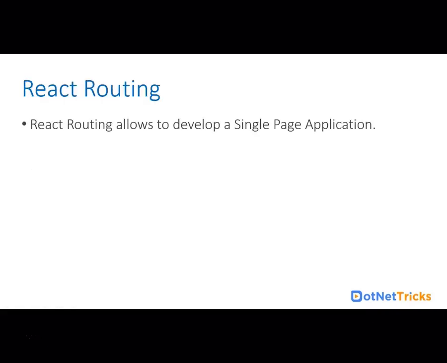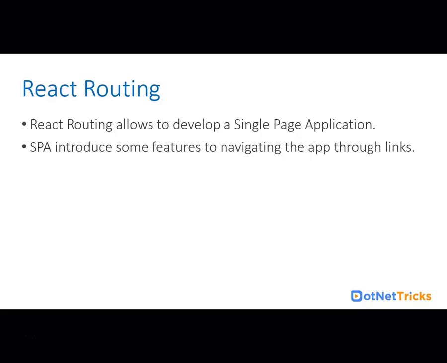React routing basically allows us to develop a single page application. In a single page application, we render a website that re-renders its content in response to navigation actions, and it does not make the same request to the server to fetch the new HTML again.